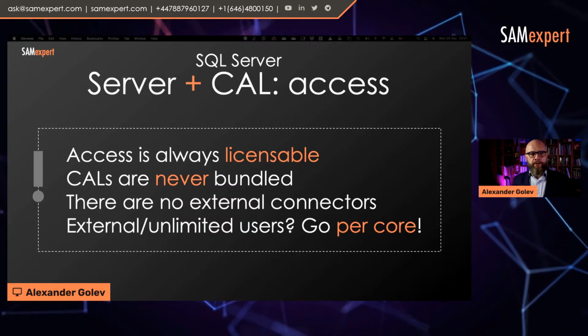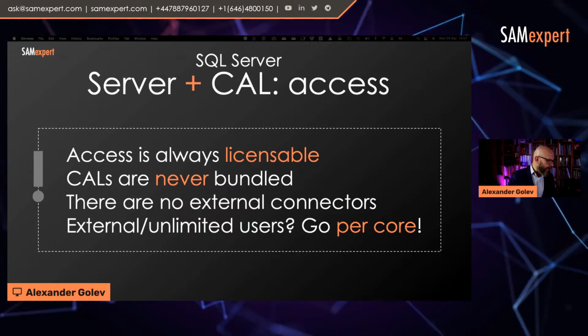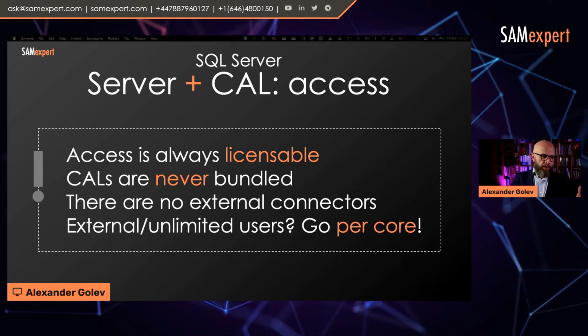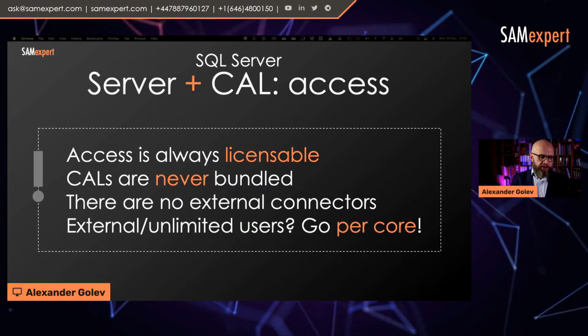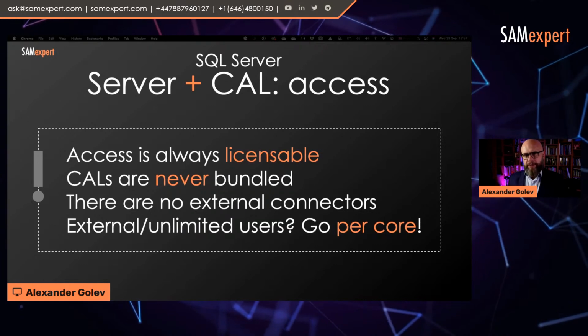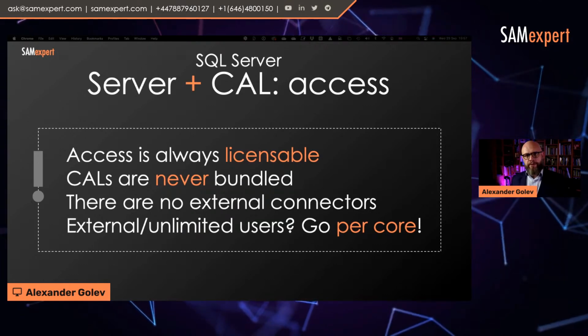Don't choose this model for that. This model works well when you have, say, an accounting software that is only used by 10 users, or some other financial solution used by 20 traders, something like that. That's when this model is very feasible.